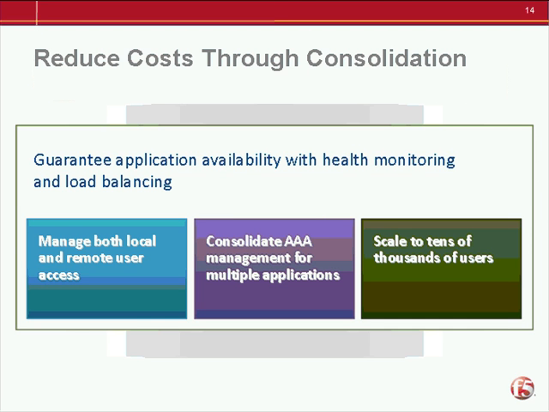I talked a little bit about the consolidation. So if corporations are deploying in the cloud, consolidating their data centers, maybe using cloud for bursting, or have multiple data centers, with this solution, the other thing is that a company might have a deployment for their wireless. They might have a deployment for their VPN users. They might have a deployment for their LAN access, the whole NAC solution. So you can manage both the local and remote users with this solution. You can consolidate your AAA management for multiple applications, and then, of course, scale to tens of thousands of users all over the globe, no matter where they're coming from.